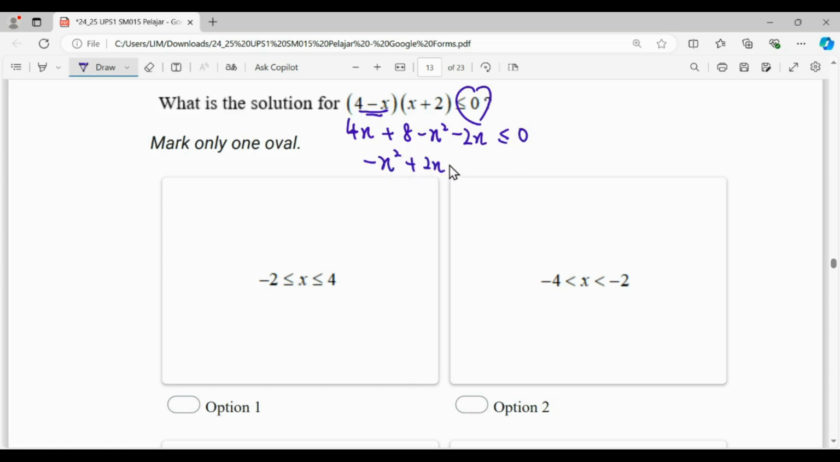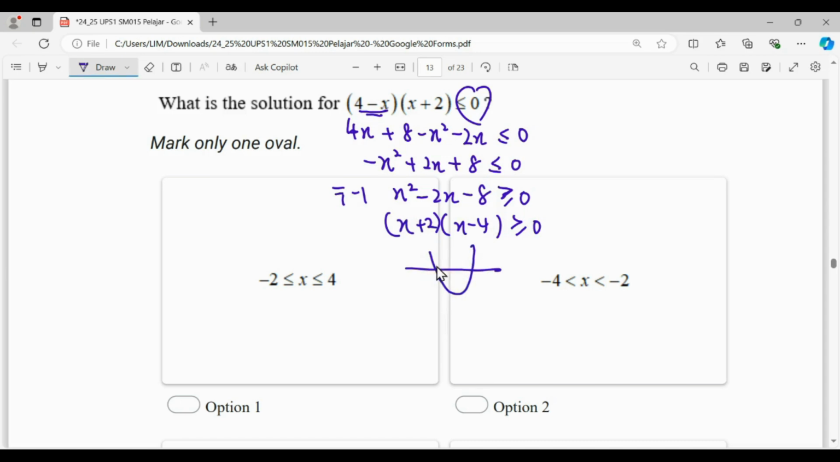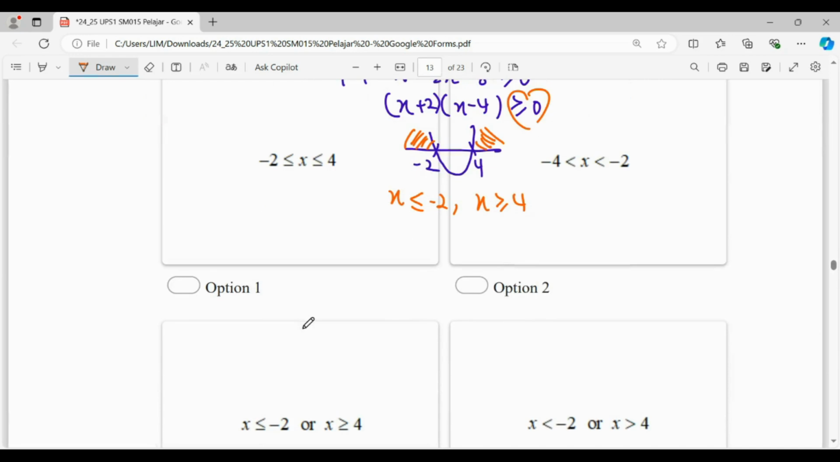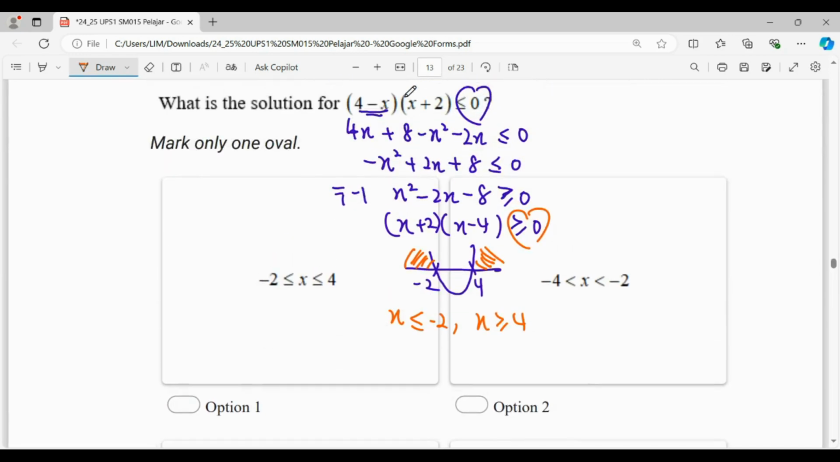When we have a negative quadratic, we're going to simplify it. Divide by negative, then we need to change the sign. After that, only then do we simplify by factorizing. So we have the roots of negative 2 and 4. Then we look at the region that we want. That is more than 0, so it will be above the x-axis. So this region is x less than or equal to negative 2, x more than or equal to 4. So here we have it. This question tricks you by using a negative factorization on your quadratic.